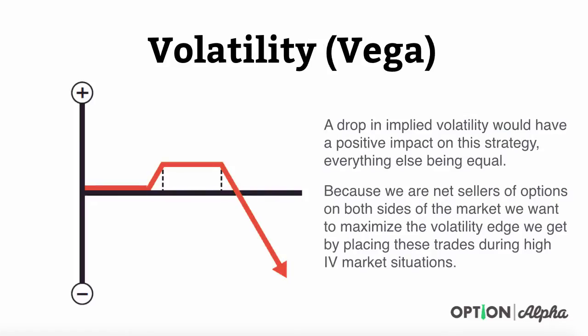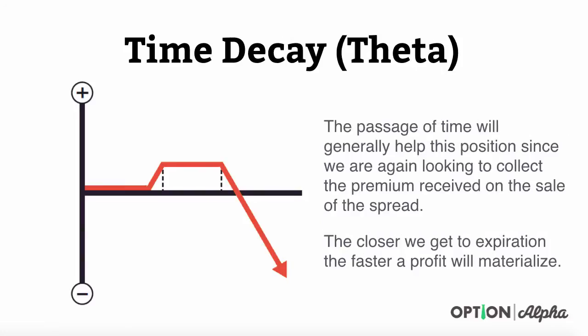As far as volatility goes, a drop in implied volatility will definitely have a positive impact on this strategy. Because we are net sellers of options on both sides of the market, we want to maximize our volatility edge we get by placing these trades only during very, very high market implied volatility situations. Such a key point to remember. We're net sellers on both sides. Therefore, we have to do the strategy only when option premium is very expensive.